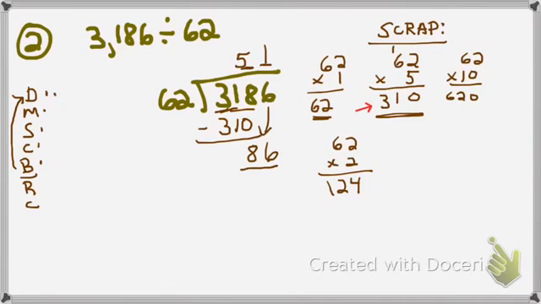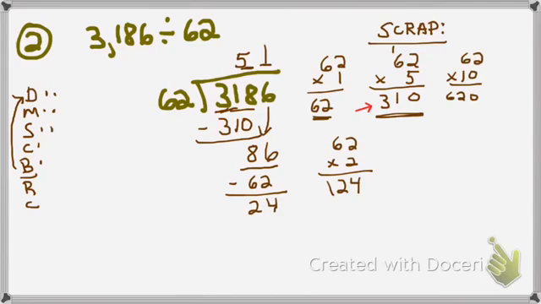M means multiply. 1 times 62 is 62. Check off M. S means subtract. I have 86 minus 62. Okay, 6 minus 2 is 4. 8 minus 6 is 2. I subtracted, I check it off.